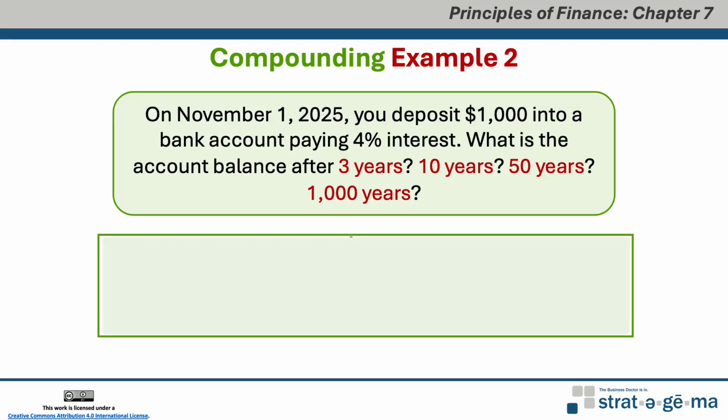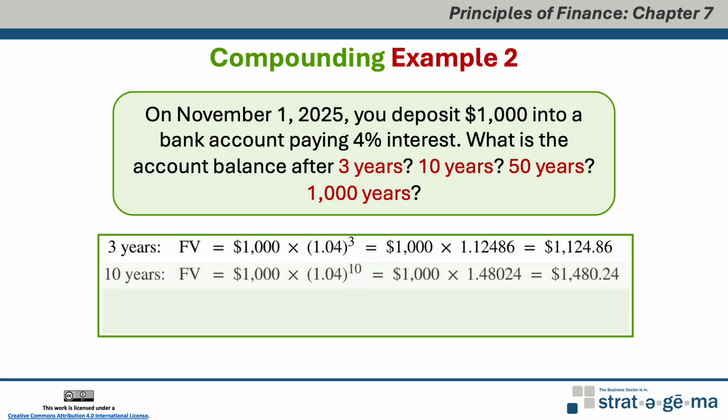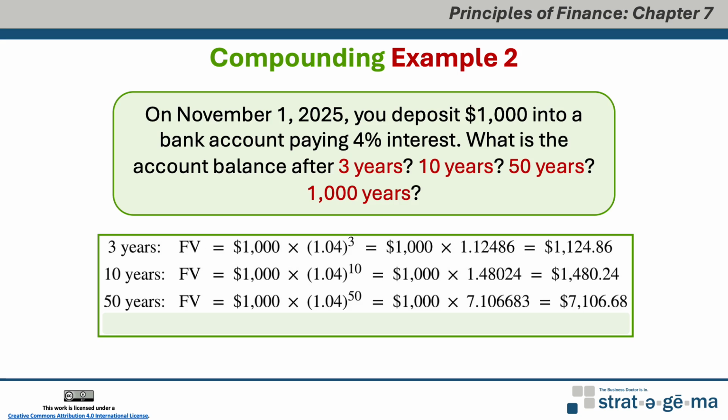So if we go back to this $1,000 deposit at 4%, what's the balance after 3 years, 10 years, 50 years, or 1,000 years? Well, if we do it manually, using that formula, 3 years would be 1,000 times 1.04 exponent 3, which is 1124.86. 10 years, so exponent 10, 1,480.24. 50 years, exponent 50, 7106.68. And 1,000 years, well, that's a lot.